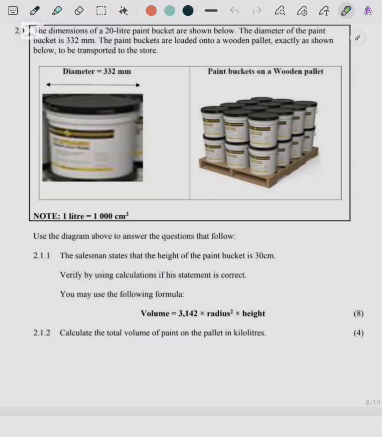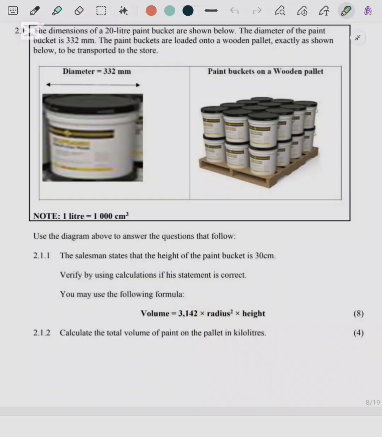So the fact that that's there tells you already you're probably going to need to use this conversion at some point. So the first question tells us here, and it is a higher order question, the salesman states that the height of the bucket is 30 centimeters. Verify using calculations if his statement is correct. You may use the following formula. Volume is 3,142 times radius squared times height. And hopefully you do recognize this 3,142 is pi.